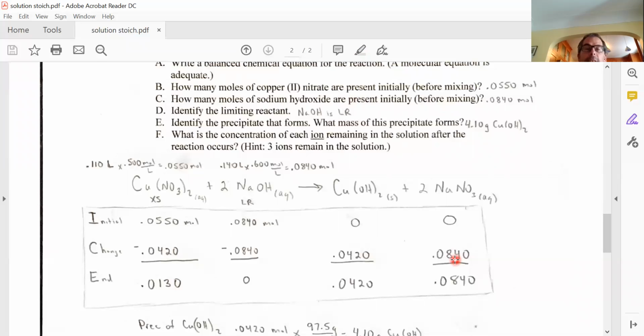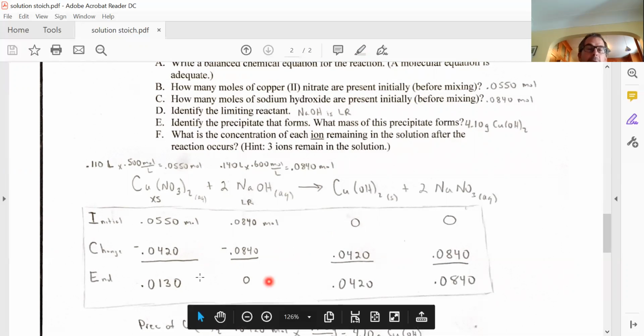So what happened is originally I had nothing of these two, but then these things combined in a 1-to-2 ratio and formed these things in a 1-to-2 ratio as well. So ultimately, at the end of the day, I have 0.0130 moles of this solution. I have nothing left of NaOH. I have 0.042 moles of this solid, and I have 0.0840 moles of this NaNO3 solution. And that's all sitting in my container.